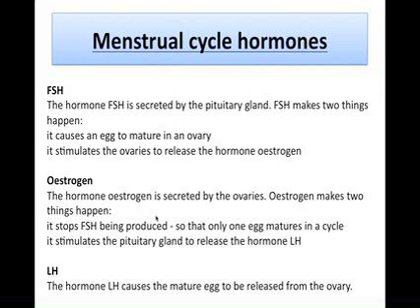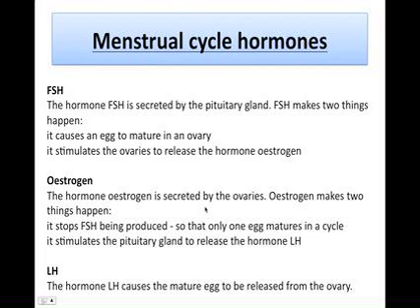Okay, some of the menstrual cycle hormones include FSH, estrogen, and LH. Now you can read through this slide yourself. I'm going to quickly blast through it and show you a little graph of it. Okay, FSH makes 2 things happen. It causes an egg to mature in the ovary, and it stimulates the ovaries to release the hormone estrogen.